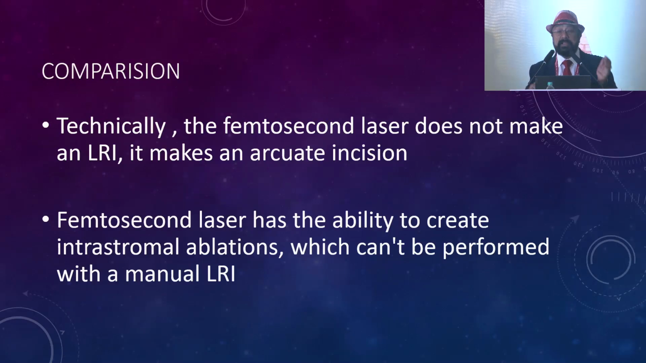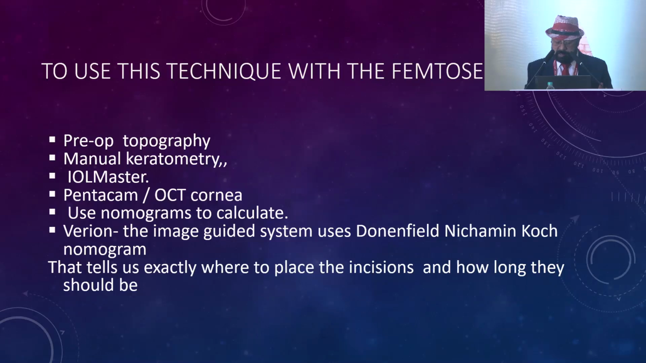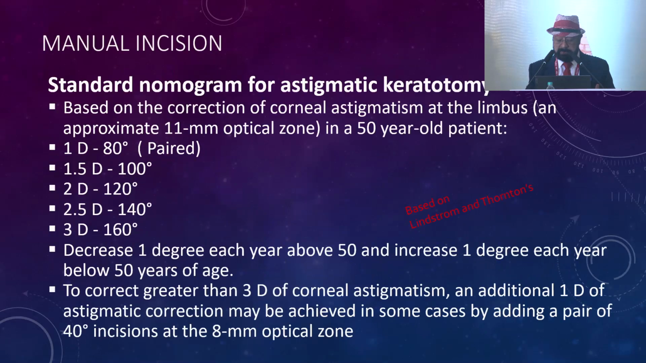And it creates intrastromal ablations. So you have to further make the incision full thickness. If you give a corneal incision, it will not go through and through. You have to use the spatula and make the incision. So these are the preoperative requirements of the instruments.